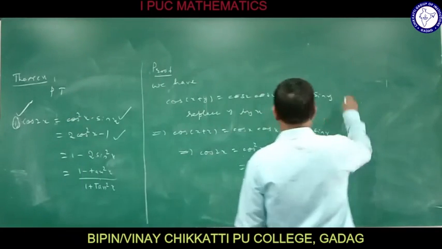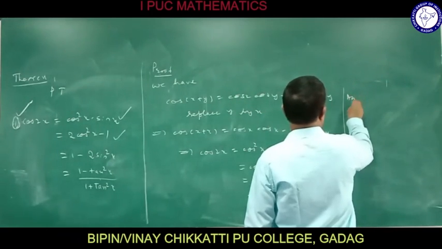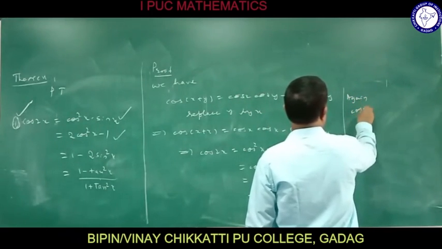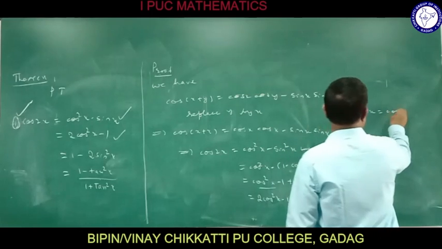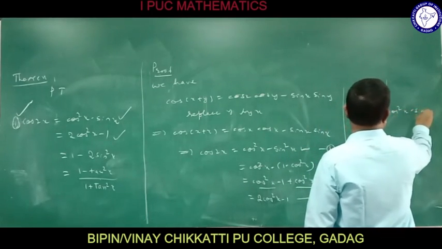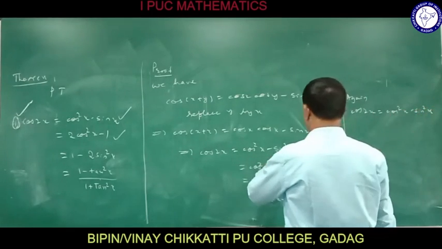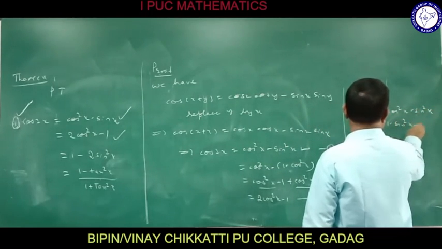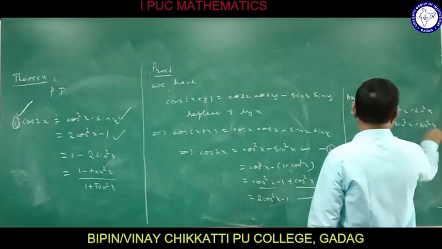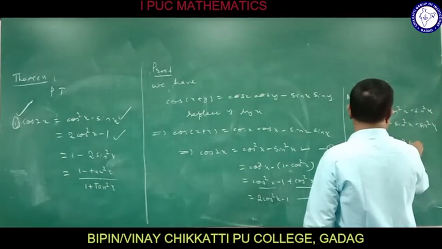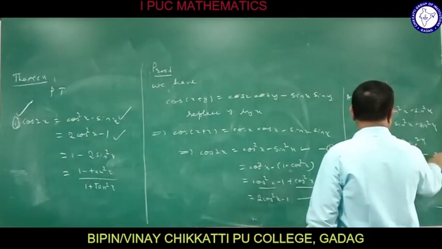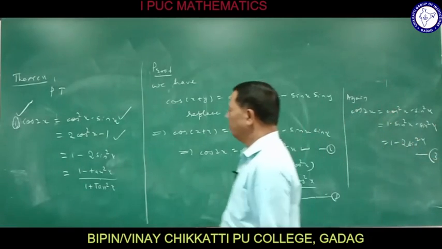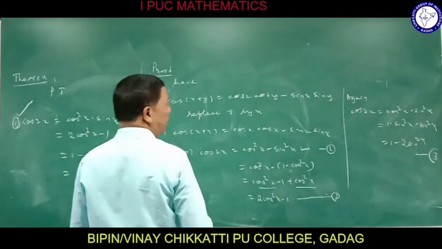Now coming to, again, see this formula, cos 2x is equal to cos square x minus sin square x. Here I write cos square x as 1 minus sin square x, minus sin square x. Then what do you get? 1 minus 2 sin square x. This is the third formula: 1 minus 2 sin square x.